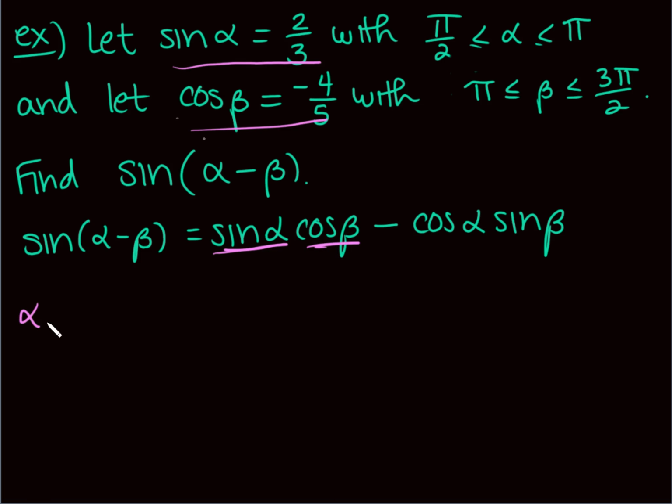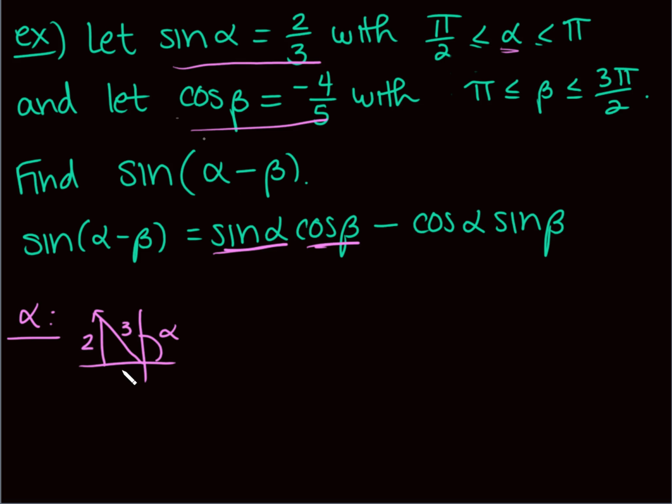So let's deal with alpha really quick. What do I know about alpha? Alpha is in the second quadrant, and this is my alpha, so go ahead and put an arrow there to show that. What else do I know? The sine of it is 2/3. I know that this is 2 and this is 3.